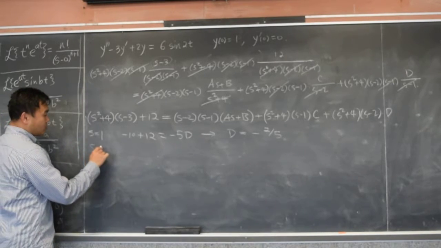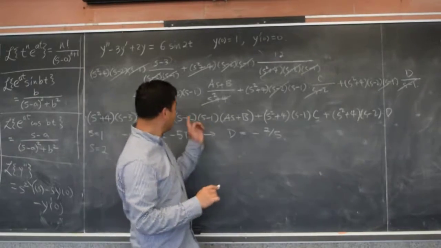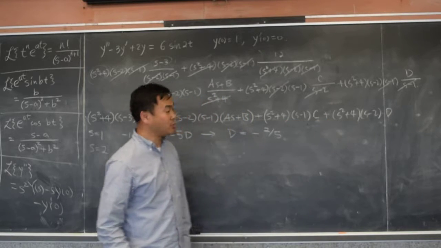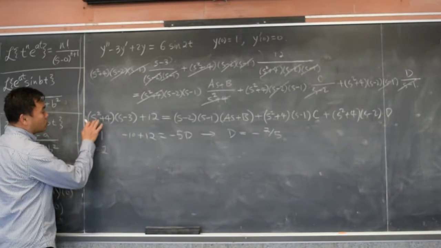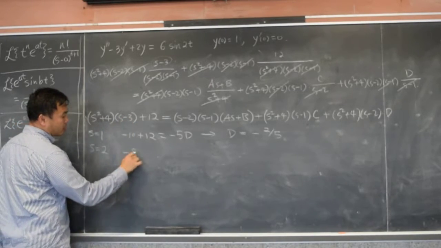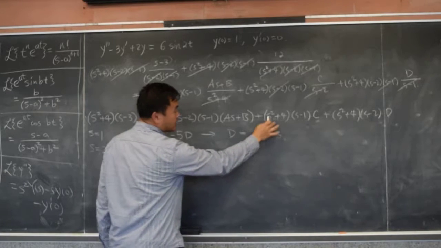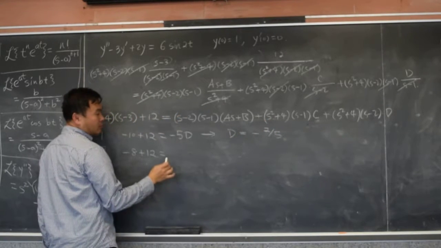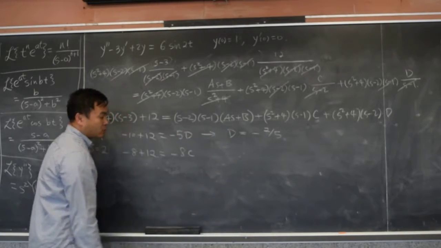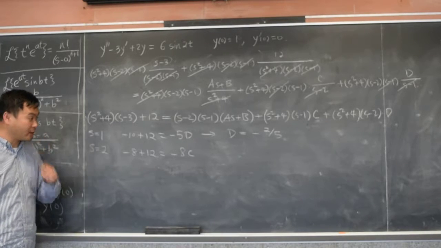Yeah, because 2 would get rid of this one, also that one, leaving you with only c. Right? Okay, 2 squared is 4. 4 plus 4 is 8. So it's negative 8 plus 12. That's gone. This is 4 times negative 8c. And then the last one is also 0. So that's all you get if you plug in s equals 2 on both sides.